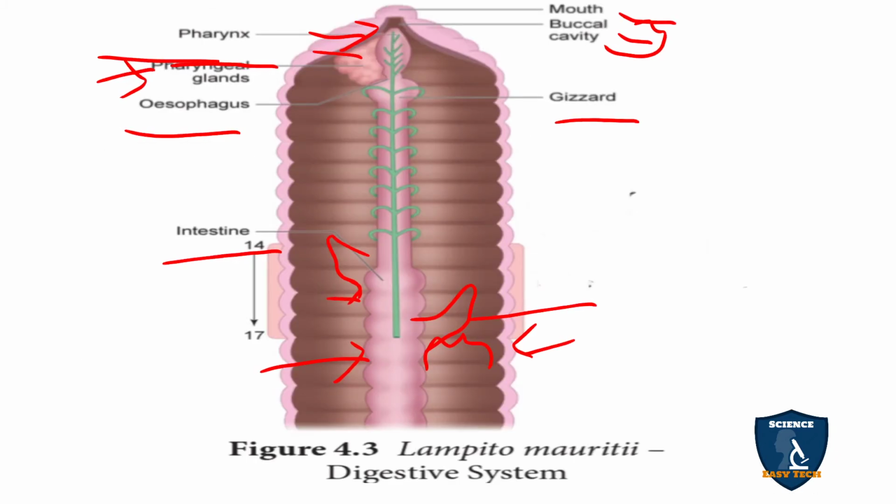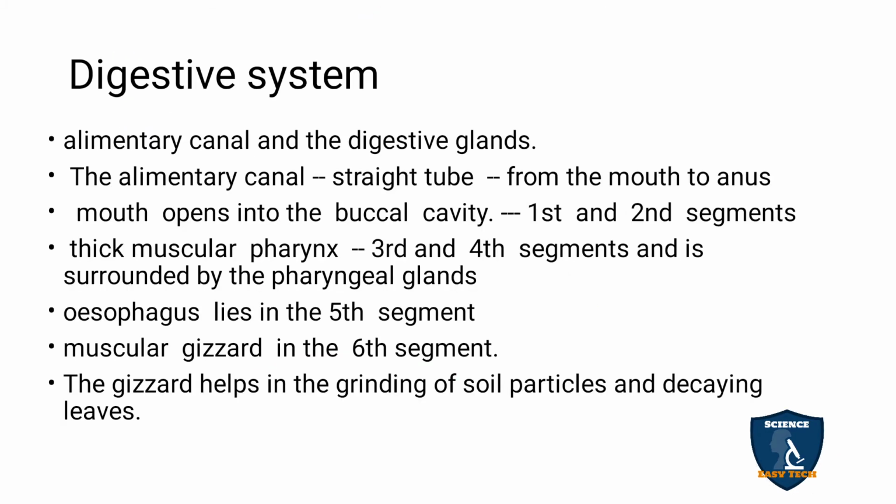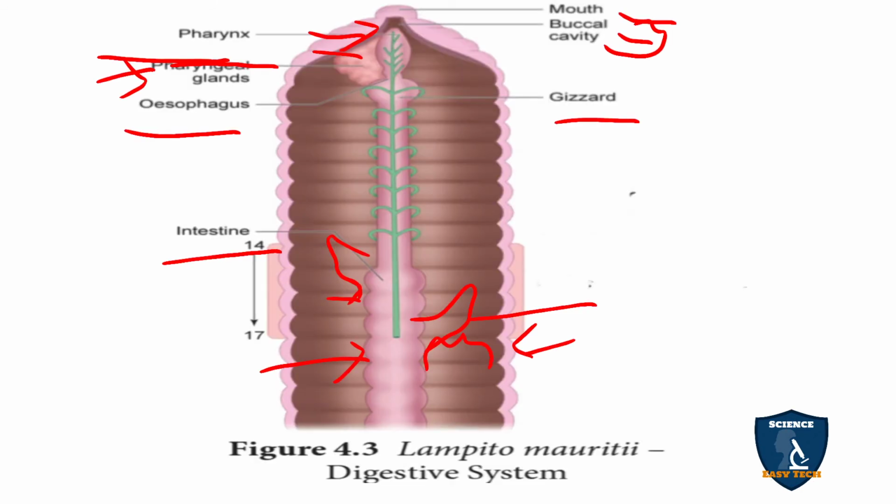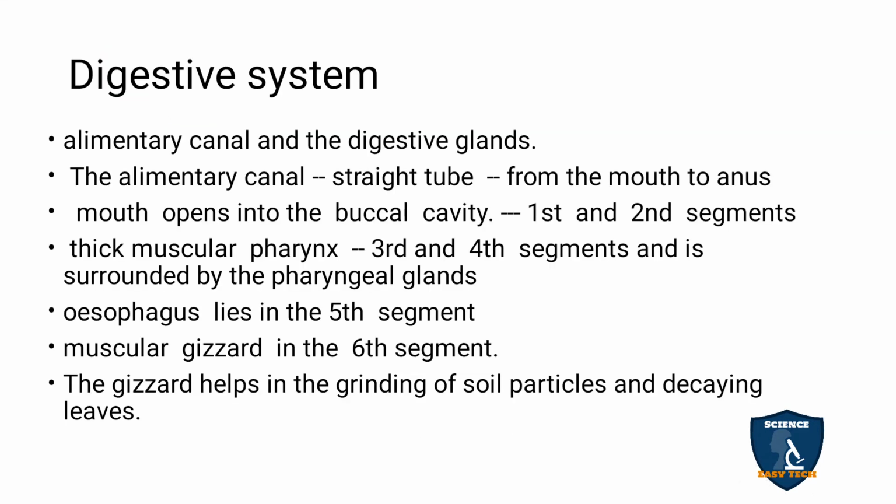You can see the thick muscular pharynx in the third and fourth segments. This muscular pharynx is surrounded by glands, which are called pharyngeal glands or salivary glands.